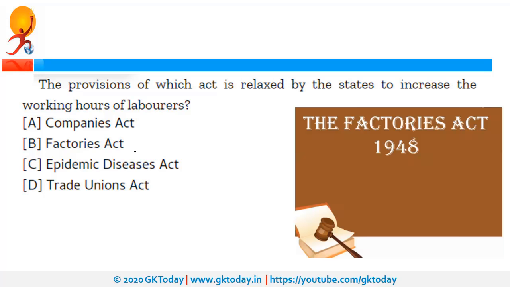The provisions of which act is relaxed by the state to increase the working hours of laborers? Right answer is Factories Act. So the provisions of Factories Act were relaxed to increase the working hours of laborers to revive the economic activity. And recently, Uttar Pradesh suspended key labor laws for the period of 3 years through an ordinance. Now, Article 123 of Indian Constitution contains the ordinance powers of President of India, while Article 213 contains the ordinance powers of Governor of particular state.